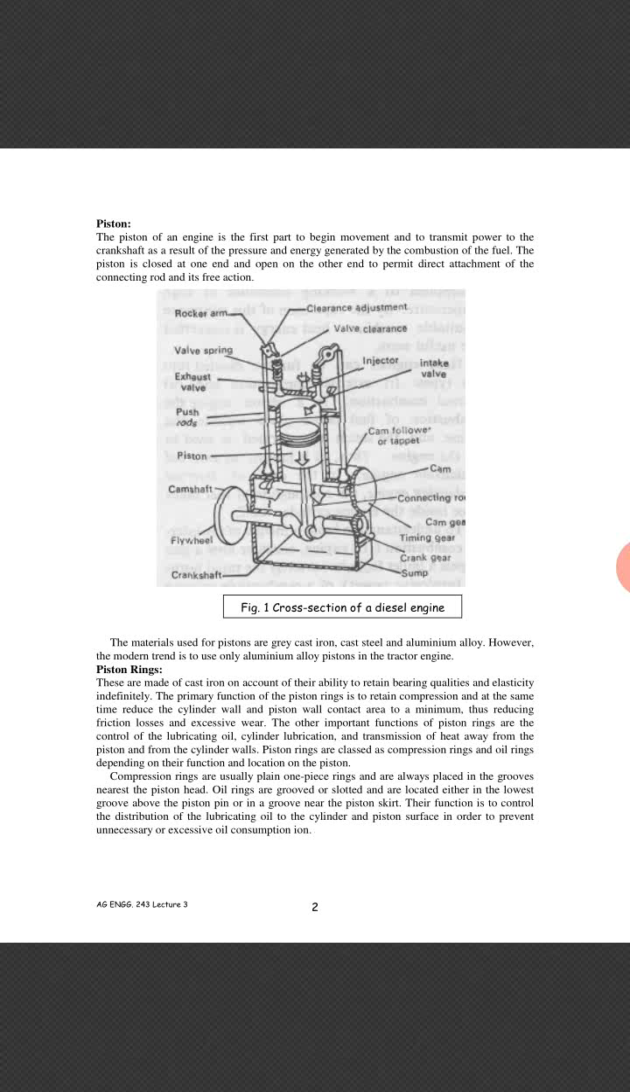is to control the distribution of lubricating oil to the cylinder and piston surface in order to prevent unnecessary or excessive oil consumption.